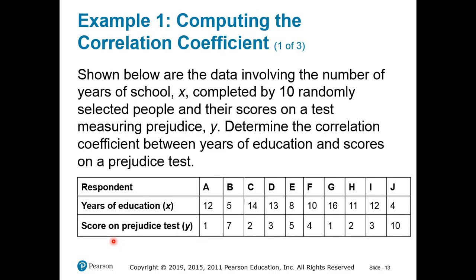So if we have this data set, we have data involving the number of years in school completed by 10 randomly selected people and their scores on a test measuring prejudice, Y. So X represents the number of years of education, and Y represents their test score. Now we want to determine the correlation coefficient between years of education and their scores on the test.